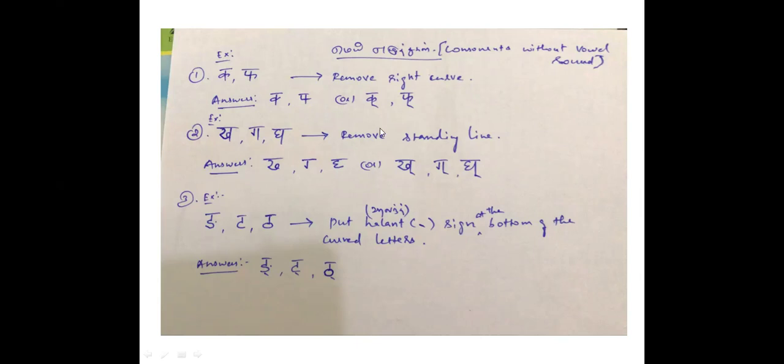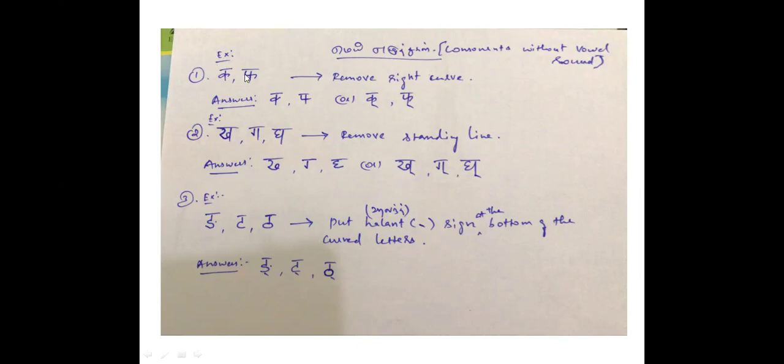You can write these half letters in this format also. This symbol is called haland. If you put haland below this ka, now it is called ik. It is called if. You can write it in two formats.